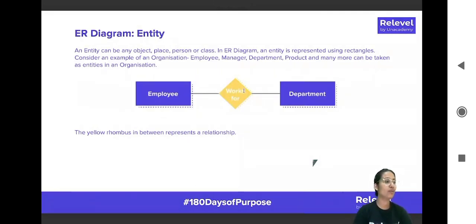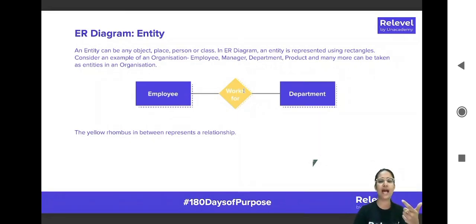Next, we talk about how we understand an ER diagram in terms of entity. An entity can be any object, person, place or class, like we talked about. It's any real world object which is of our concern. In the ER diagram, an entity is usually represented using rectangles. Now consider an example of an organization. We have an employee, a manager, a department, some products, and many more can be taken as entities. If we are talking about a company as an organization, employee, management, department, product, finances, business, all of these are entities.